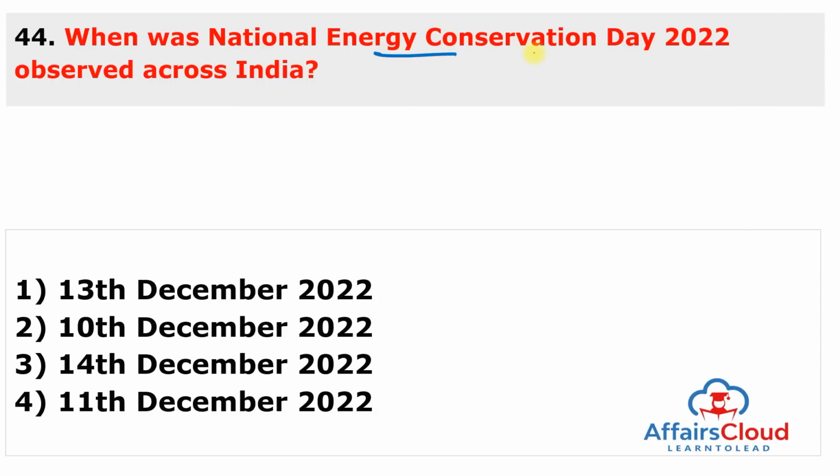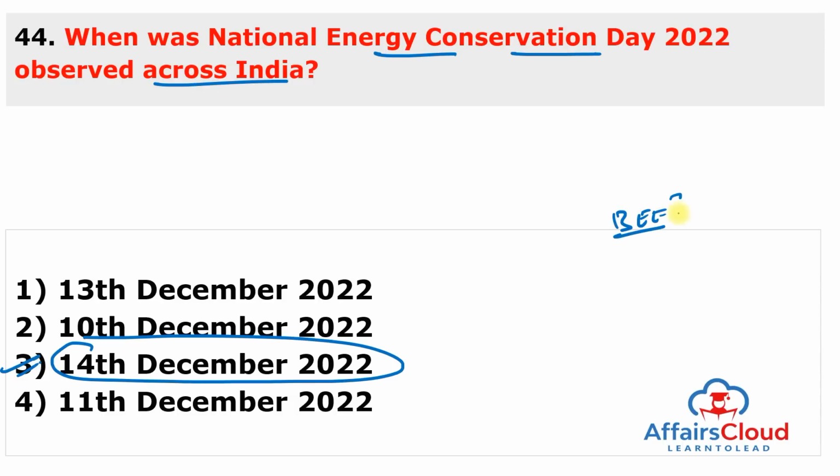When was National Energy Conservation Day 2022 observed across India? This was observed on 14th of December 2022. Remember, National Energy Conservation Day is organized by the Bureau of Energy Efficiency, which operates under the Ministry of Power, and the first National Energy Conservation Day was observed in 1991. The Ministry of Power celebrated National Energy Conservation Week 2022 with the Andhra Pradesh State Energy Conservation Mission from 14th to 20th of December 2022.